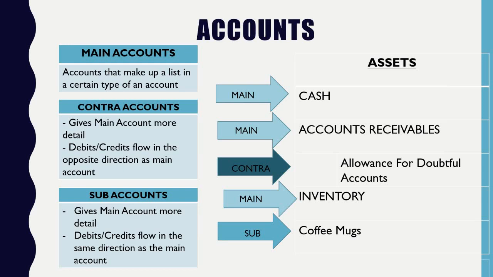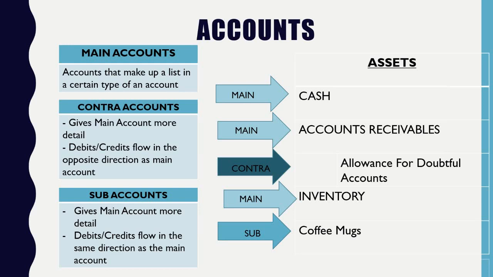Think of it in real life English. Contra means opposite or controversy. That's exactly the same here in accounting, where the essence of a contra account is that it could be a breakdown of either the main or sub account. So it could be either or. It could be a main account or a sub account. But the difference here is it flows in the opposite direction.